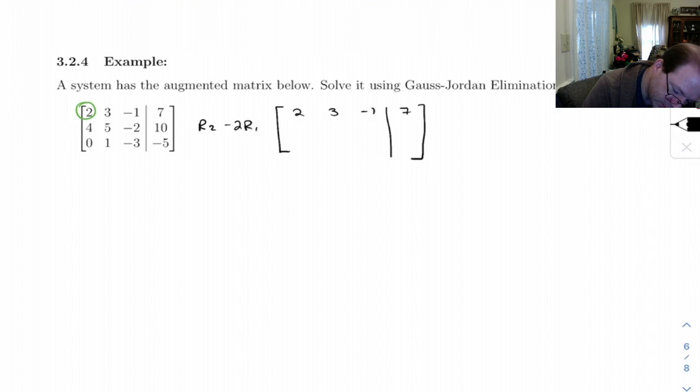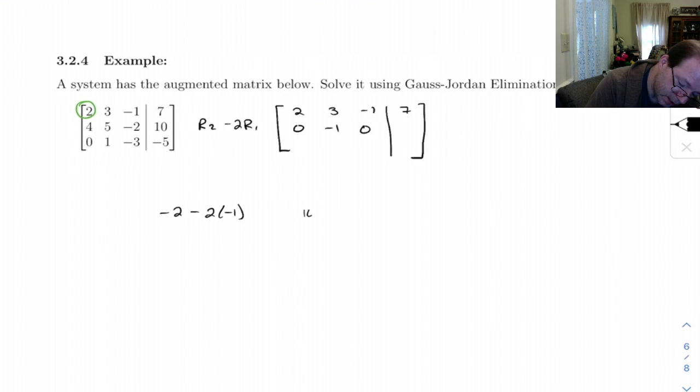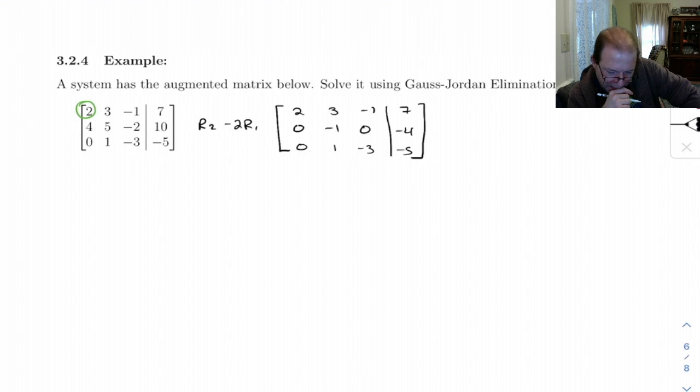So let's see, row 2 minus 2 row 1 is going to give me 0. Let's see, 5 minus 6 gives me negative 1. Negative 2 minus 2 times negative 1 is 0. That's nice. And then I get 10 minus 2 times 7 is negative 4. My bottom row is 0, 1, negative 3, negative 5. Okay, I could go ahead and divide that top row by 2, but I want to wait because I want to leave the fractions for later.